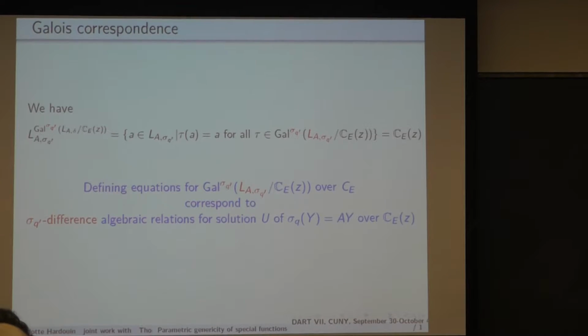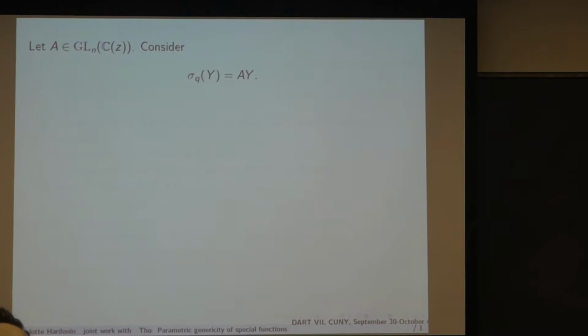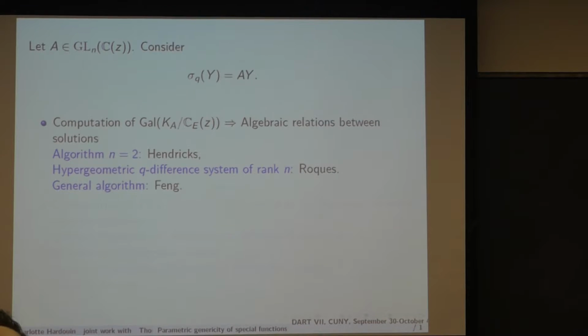Galois group. So this is a very hard problem, and I would just say a little bit about the story of the problem. So we have a Q-difference system, and what do we know about the computation of this Galois group? So what's the classical Galois group that gives us the algebraic relations between the solutions? So we have an algorithm for n equals 2 by entries, which is a kind of general algorithm. So Julien has, in fact, computed the Galois group of the hypergeometric Q-difference system of rank n. And we have a general algorithm by Hardouin, which has a lot of complexity.